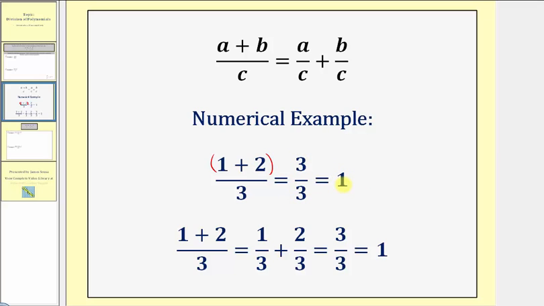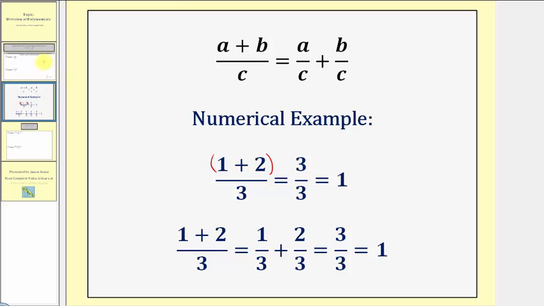But now if we apply the property we're going to use when dividing by a monomial, we would divide each term in the numerator by the denominator. So here we'd have 1 divided by 3 plus 2 divided by 3, or 1/3 plus 2/3, which equals 3/3, which also simplifies to 1. So when dividing by a monomial, it is valid to divide each term in the numerator by the denominator.